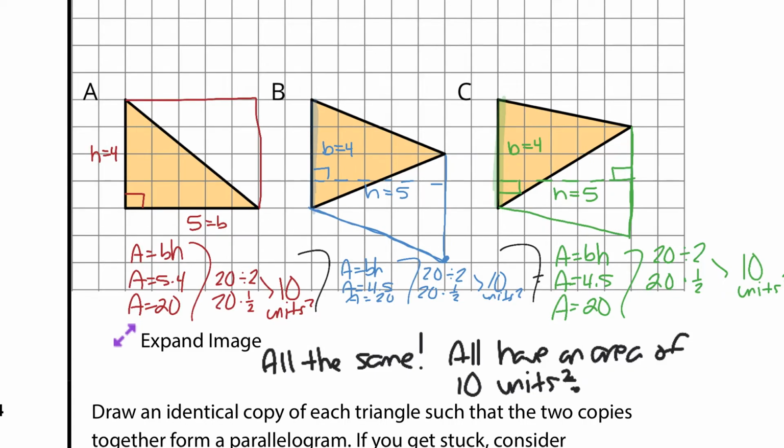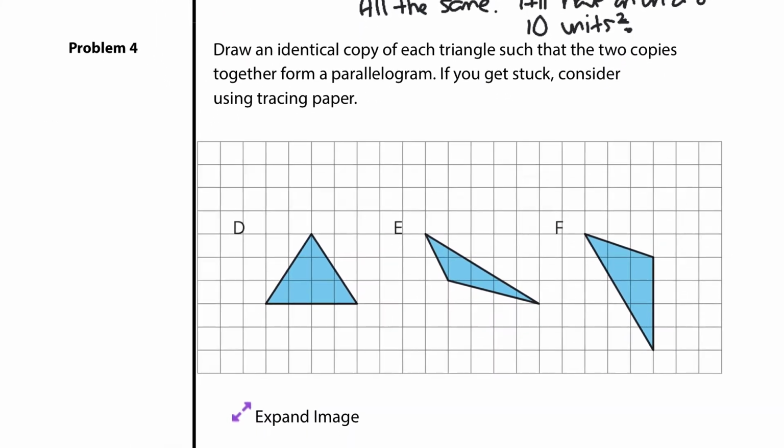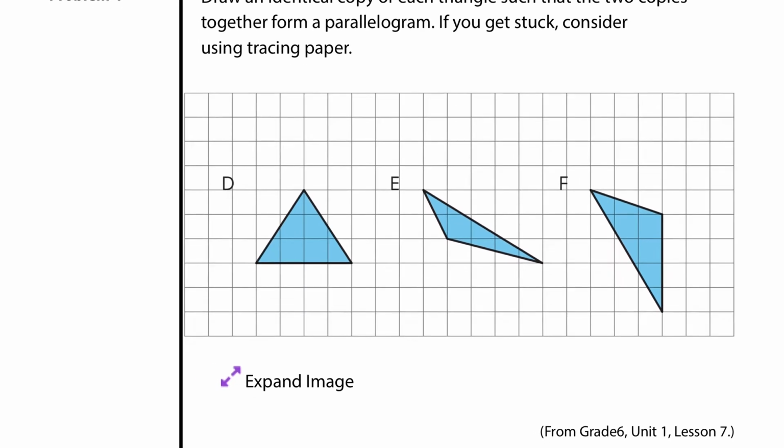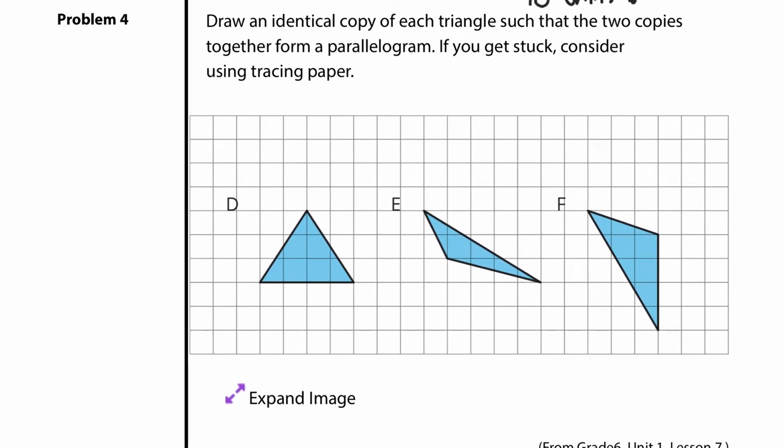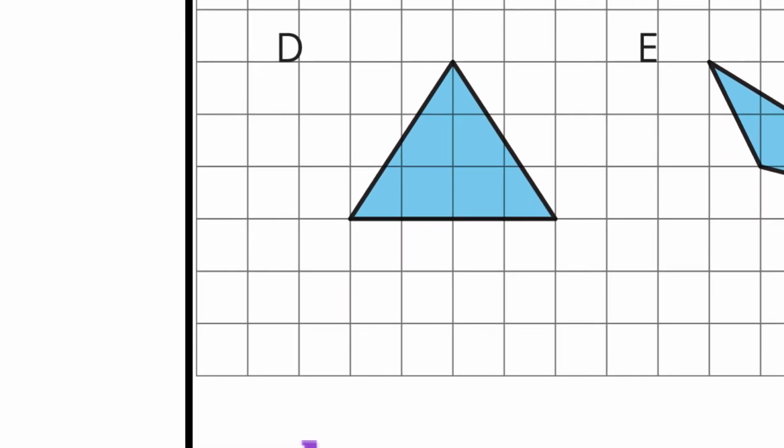All right. As we move on to question 4, draw an identical copy of each triangle such that the two copies together form a parallelogram. If you get stuck, consider using tracing paper. Let's bring it on in on D. And we'll use this method that we've been practicing here. This has a base of 4. And so what I'd like to do is come out in either direction, really, but I'm going to go to the left to have more room. 1, 2, 3, 4. And then I can connect these down.